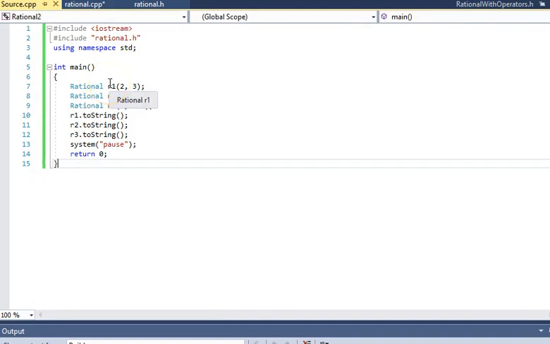So here is going to the source. Here's a simple program to test it. I've created three rational numbers. R1 is 2/3, R2 is -8/22, where -8 is the numerator and 22 is the denominator, and also R3, 8 as the numerator and -22 as the denominator, and I'm printing all of them.